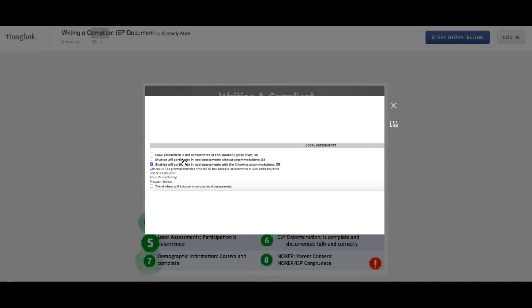But every scholar should have one of 4 boxes checked in local assessment, and preferably and specifically one of 3 boxes. So they should either have local assessment with accommodation, local assessment without accommodation, or alternative local assessment. Our scholars, believe it or not, are taking one of those 3 types of assessments. The 4th one says there's no local assessment administered at that student's grade level.